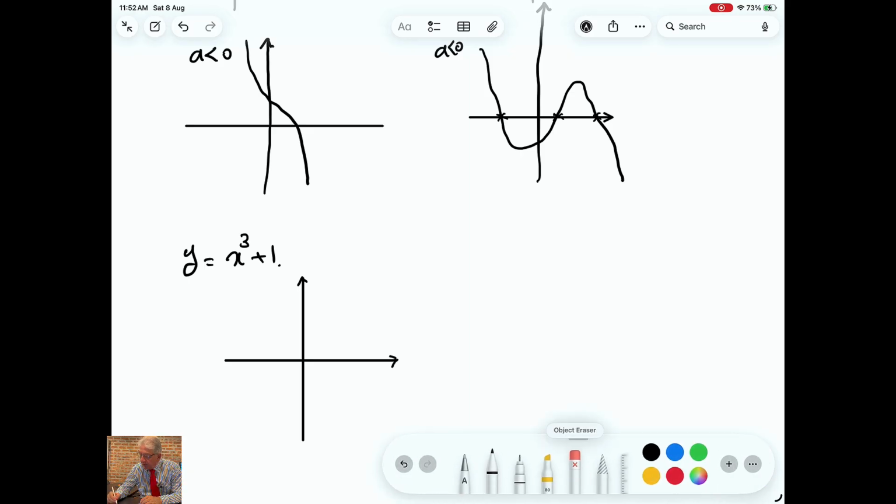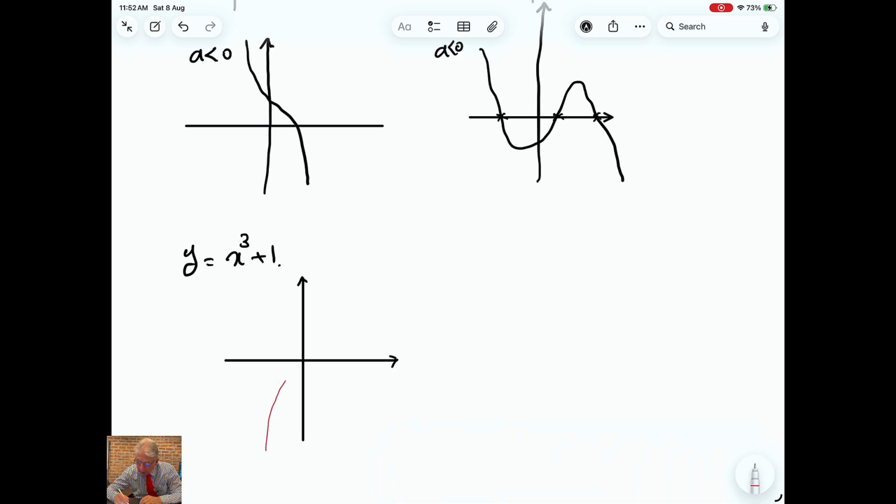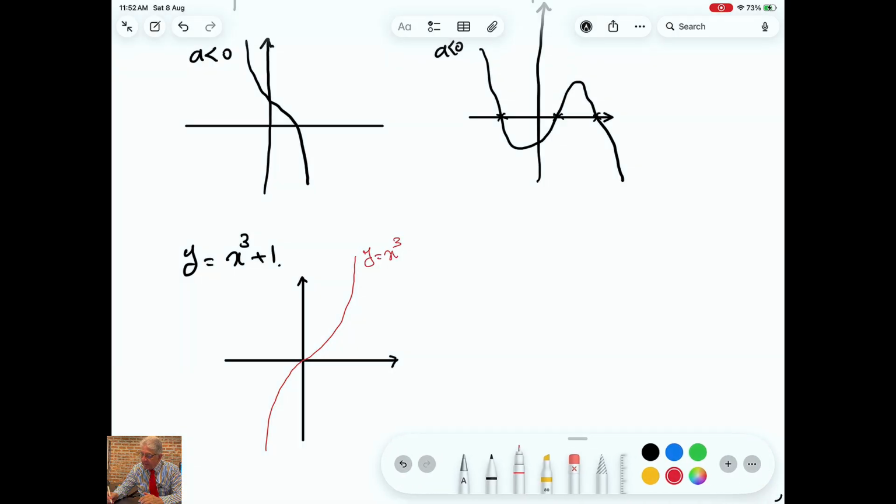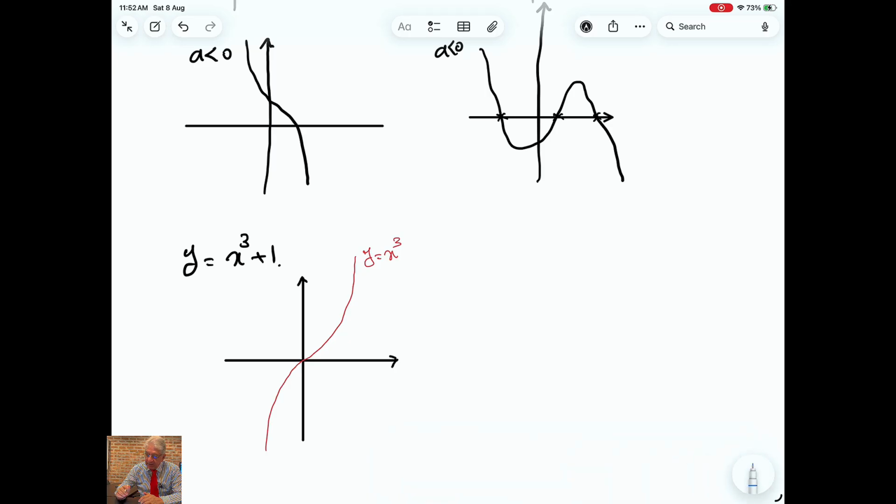I will draw with red color. So this is y equal to x cubed. When you are adding 1, this graph will shift 1 unit up. Therefore, this is 1 unit up. Therefore, the answer I will draw with the blue color. For 1 unit up, this point here will shift to this point. Therefore, your graph is something like this.